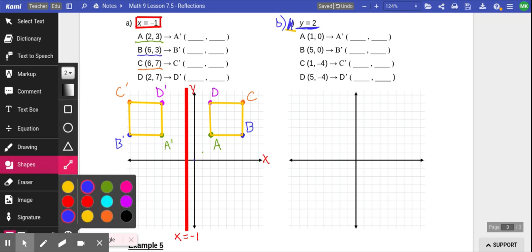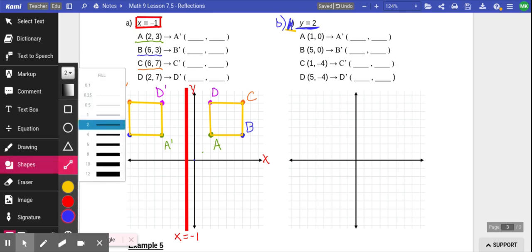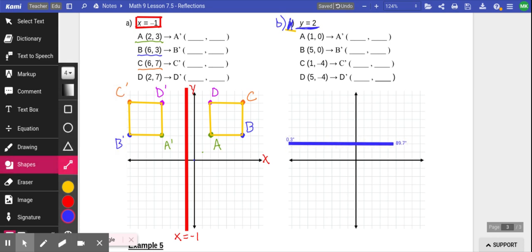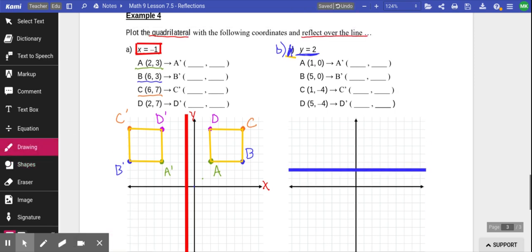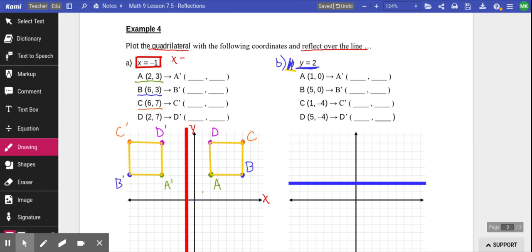Hopefully you paused. Y equals 2 is right here. I'm going to do it in a big line. So y equals 2 is a horizontal line right there. We talked about this in a previous unit, but when you have x equals, it's always a vertical line up and down. When you have y equals, it's a horizontal line.